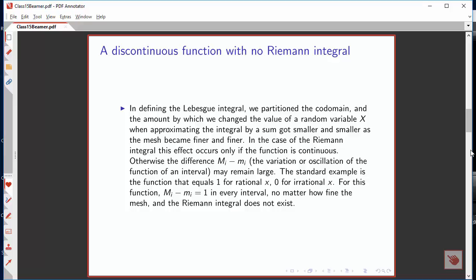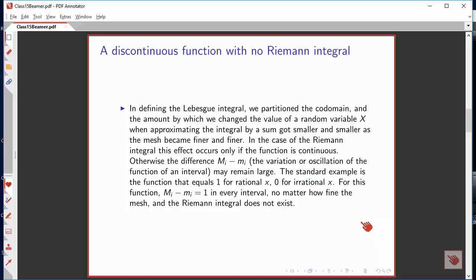When we defined the Lebesgue integral, we partitioned the codomain, and that was very convenient because when we were approximating the interval by a sum, the range of values that could be used got smaller and smaller as the mesh became finer and finer. That doesn't necessarily work in the case of the Riemann integral, where we're partitioning the domain, but it will occur if the function is continuous. For a discontinuous function, this difference between supremum and infimum could remain very large.